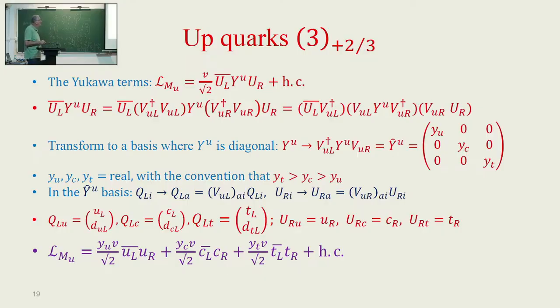We do the same trick, put in a unit matrix, which is a V dagger V, where V is unitary, from the left, and another one from the right. Just change the place of the parentheses such that we transform YU by a unitary transformation to real and diagonal form. We change basis. We call the real and diagonal form YU, YC, YT, with the convention that YT is the largest and YU is the smallest.